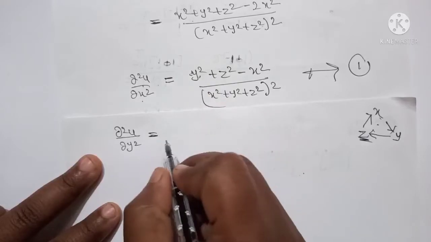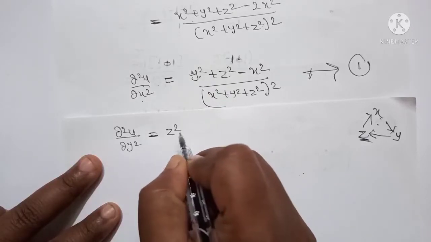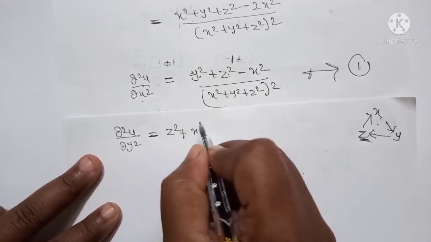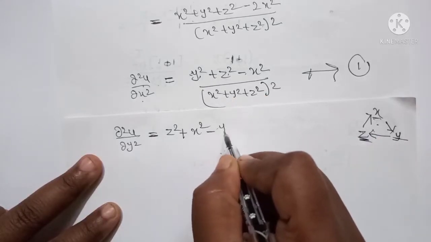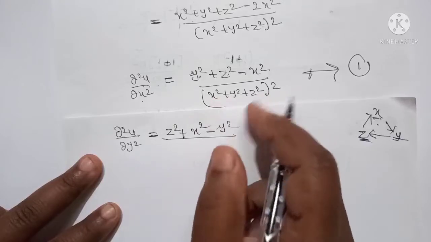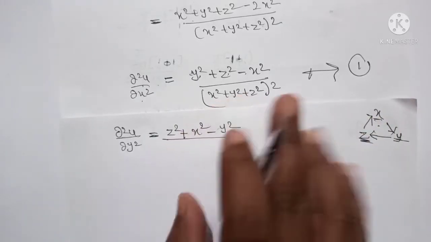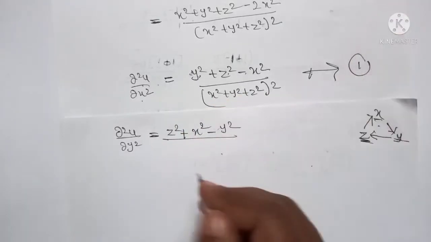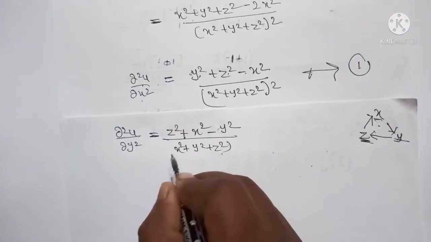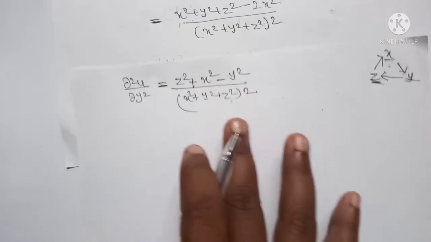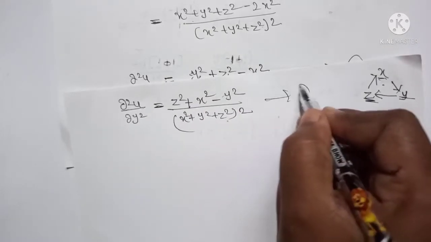So in the place of y we write z square, in the place of z we write x square, and in the place of x we replace it by y square. The denominator contains all the terms, and all the signs are plus, so you will get the same, that is x square plus y square plus z square. Okay, next, consider this as equation 2.